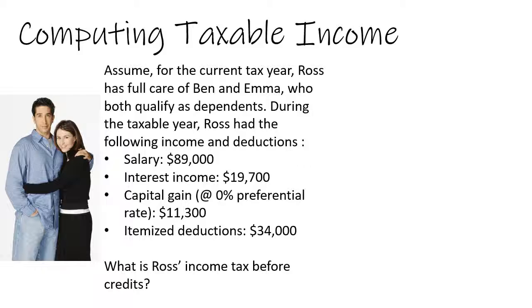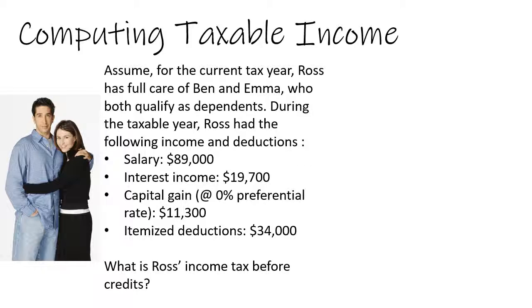So now, let's make it a little bit more complicated. Assume for the current tax year that Ross has full care of Ben and Emma, who both qualify as dependents. During the taxable year, Ross had the following income and deductions: salary, interest income, capital gains, and itemized deductions. What is Ross's income tax before figuring in the child care credits?